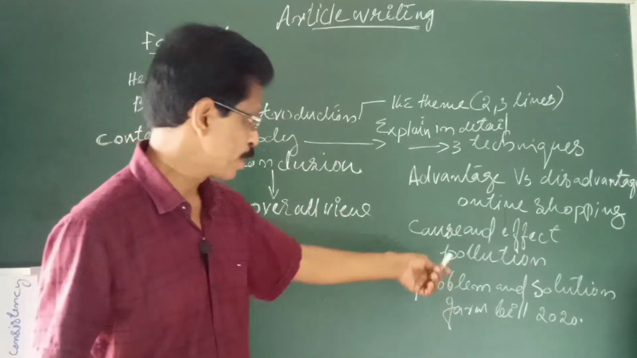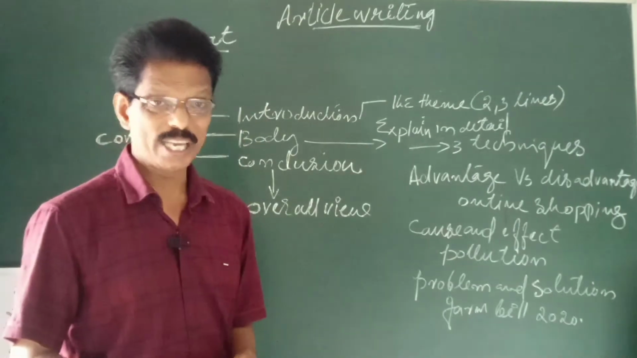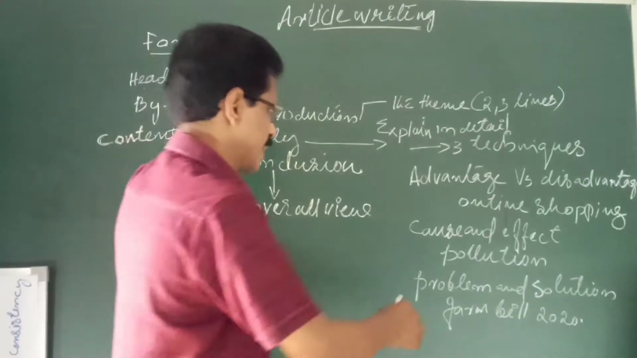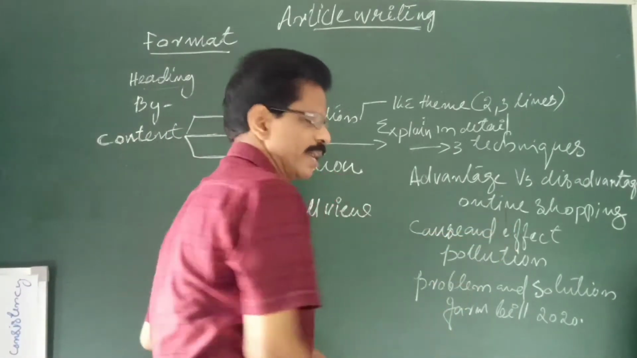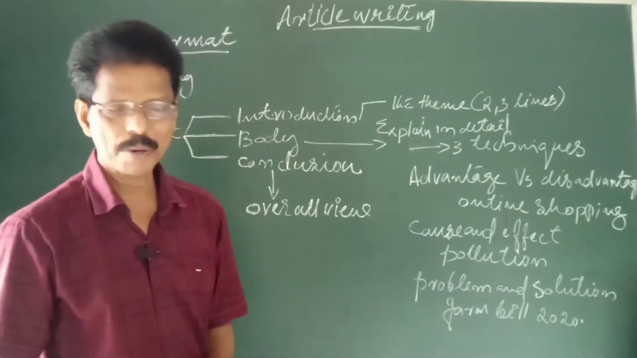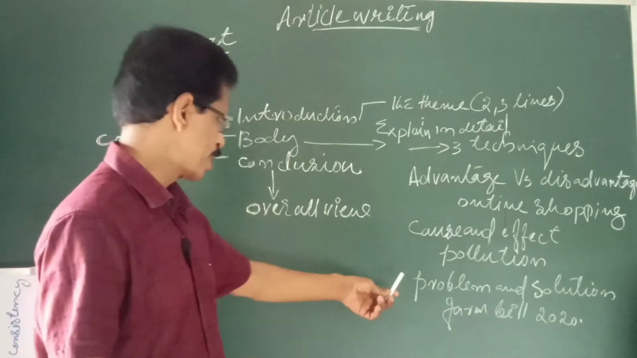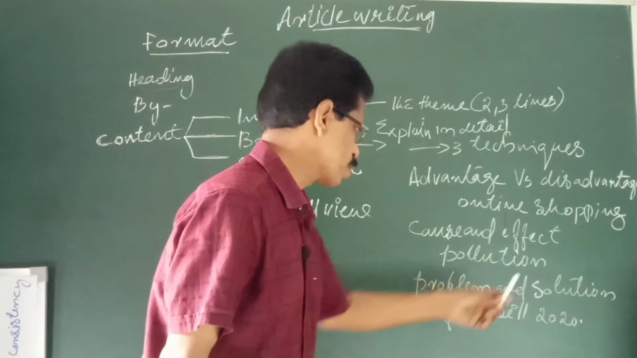For example, pollution. See, what are the causes of pollution? What are the effects of it? There is a second method, cause and effect. For example, pollution. You can explain in detail the causes and effects. And third one, problem and solution.